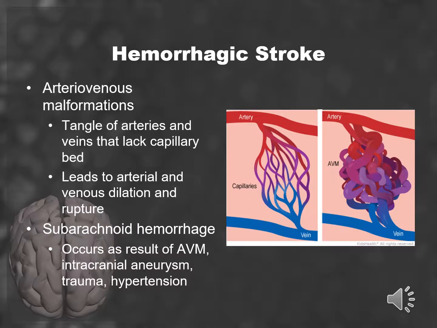The picture on this slide shows you what an arteriovenous malformation looks like. So in that picture, the left side is what a normal artery, vein, and capillary should look like within the brain. The picture on the right is what an AVM looks like. As you see, it's basically a tangle of these arteries and veins with no capillary bed. So it results in a lack of perfusion to that area, so it causes dilation of the arteries and the veins, and then potentially or eventually leading to a rupture of those because of all the pressure. So rupture of an AVM would cause a hemorrhagic stroke.